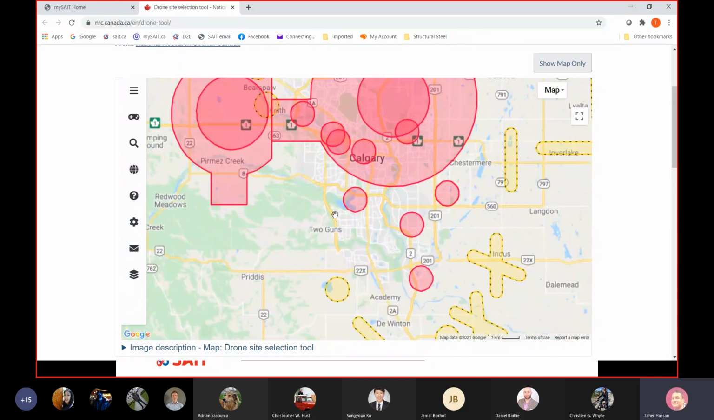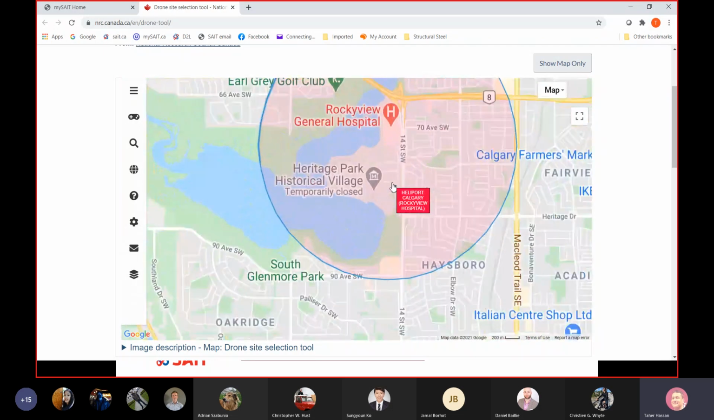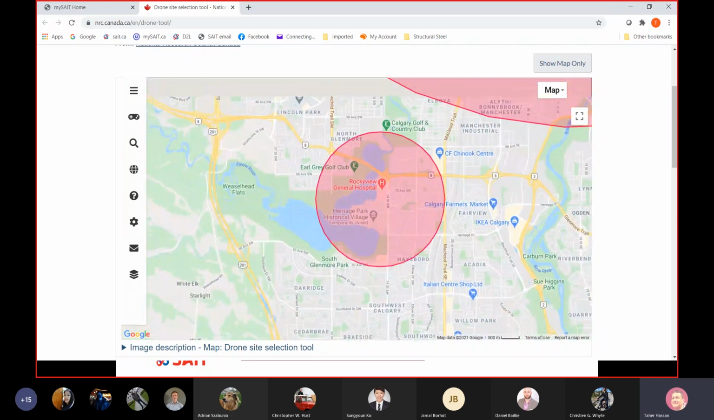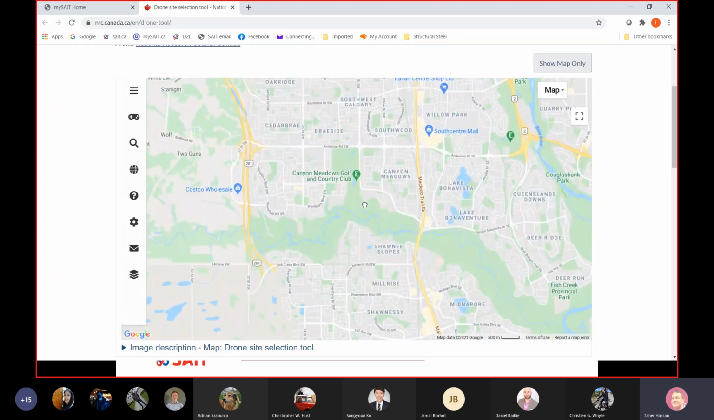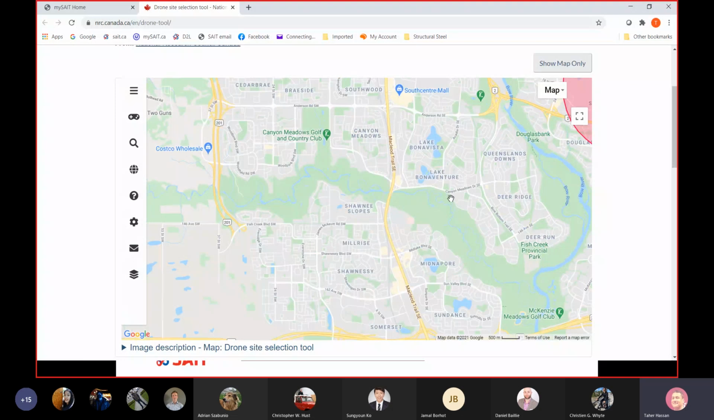Now, one thing very interesting, look at this. Do you know what this is? This is Rocky View Hospital. If you live in the Southwest, next to Glenmore Reservoir, there is a hospital called Rocky View, and it has a heliport, 1.9 kilometers, so that's called the red zone or controlled airspace. For example, if you live in the south of Calgary, let's say Canyon Meadows or maybe Silverado, you can see here we have no red circle, so those are called uncontrolled airspace.